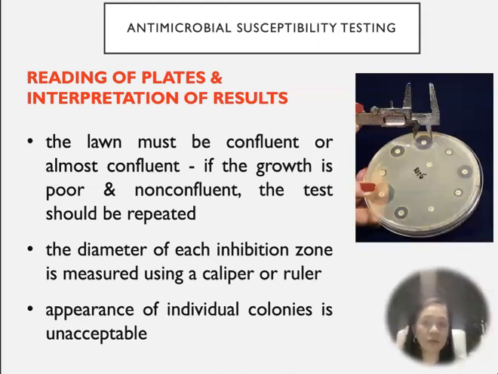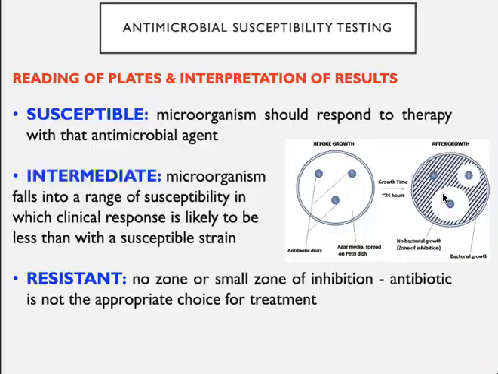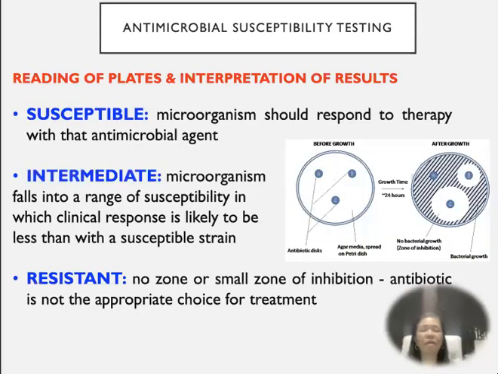So dapat clear ang zone of inhibition. Dapat walay colony sa sulod. Pero kung meron naman, just record the results and indicate na meron kang mga individual colonies na tumubo dun sa zone of inhibition. Ayan. So ano ba yung mga results na pwede nating makuha with your AST?